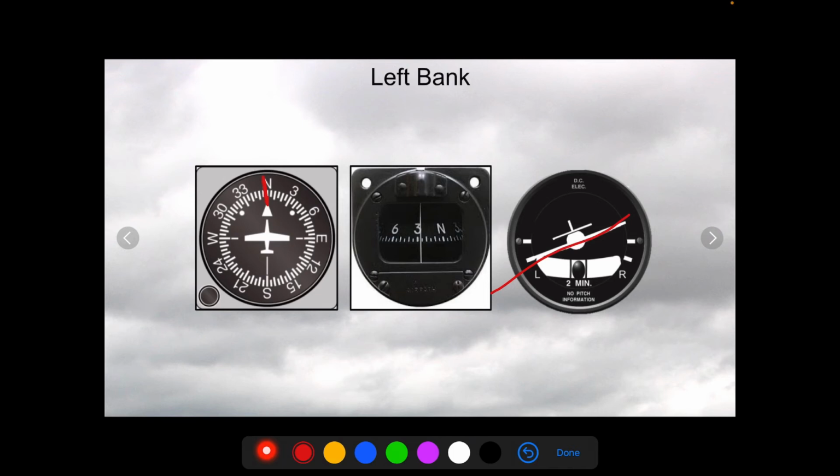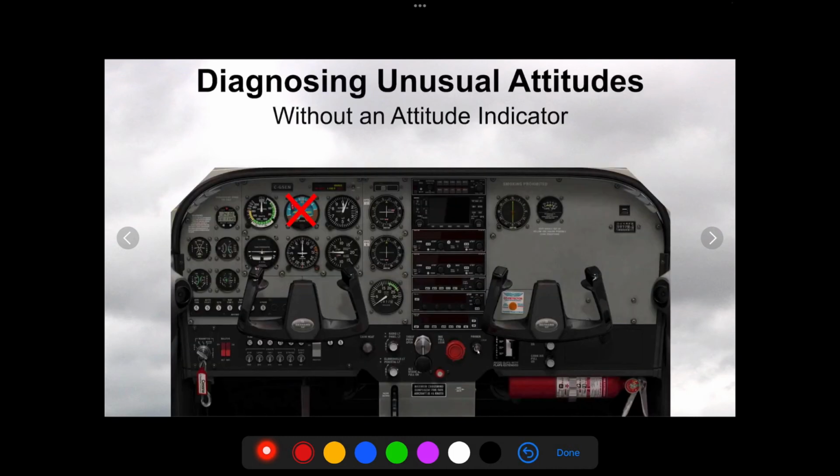030 is like northeast. So it would kind of go this way, where the N would come under here. Then we would see 3, 3, and then 3, 0, and we would continue through north to the west if we kept turning left. How do we recover from these attitudes without the attitude indicator?